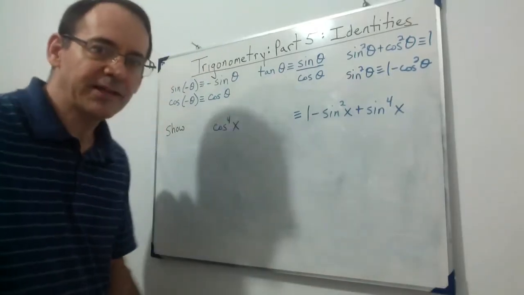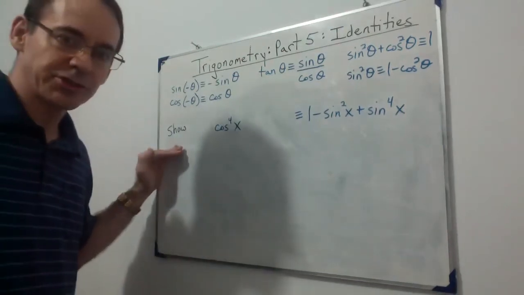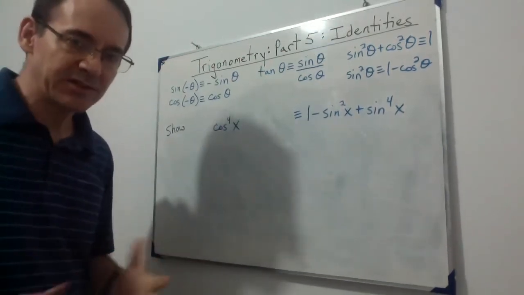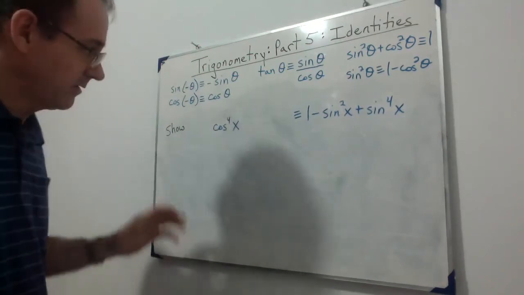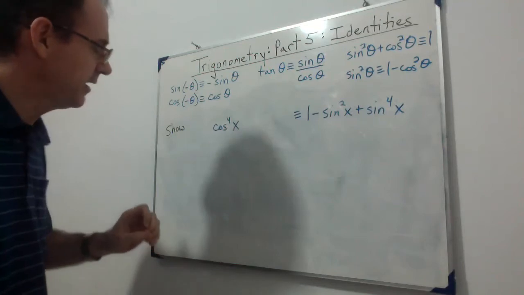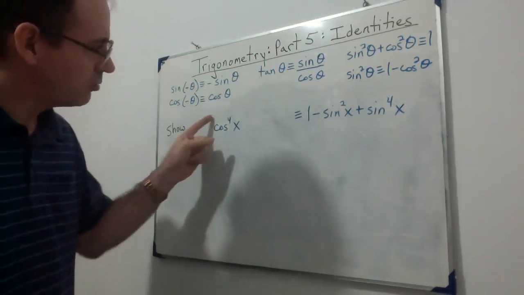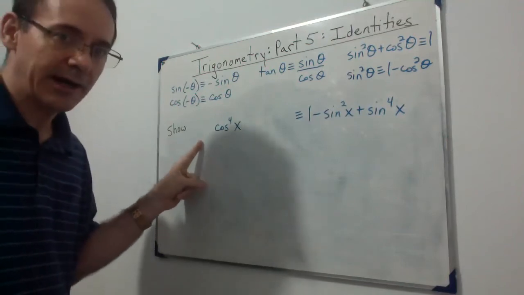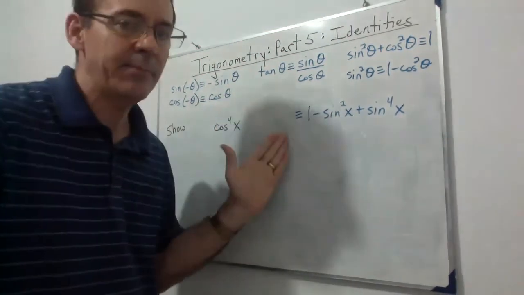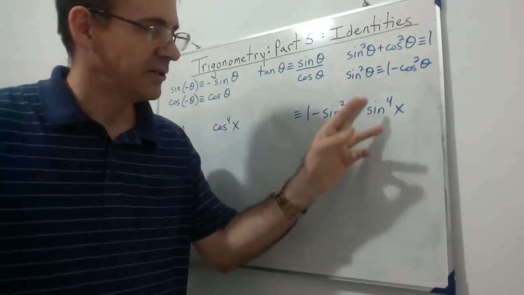Okay, here's our second question. And notice in our second question, it starts with the word show. Show and prove, basically the same thing. And notice again, I put space in the identity. We want to demonstrate or show that cosine to the 4th power x is the same as 1 minus sine squared x plus sine to the 4th x.